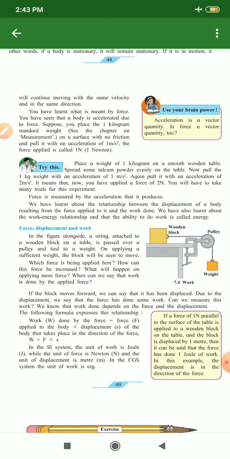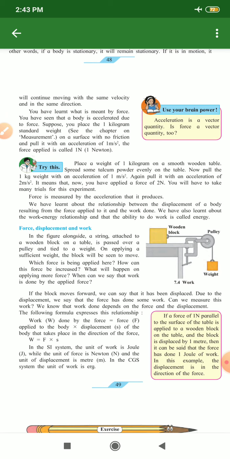Suppose you place the 1 kilogram standard weight on a surface with no friction and pull it with an acceleration of 1 meter per second square. The force applied is called 1 Newton. We have seen this in the chapter on measurement. Now, use your brain power. Acceleration is a vector quantity. Is force too a vector quantity? Yes, it is also a vector quantity.